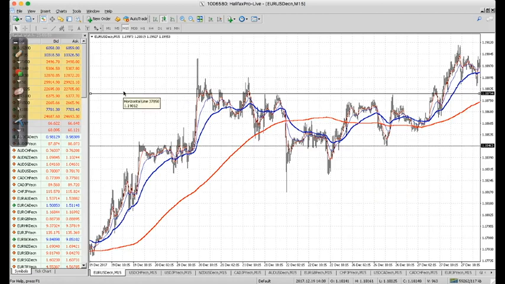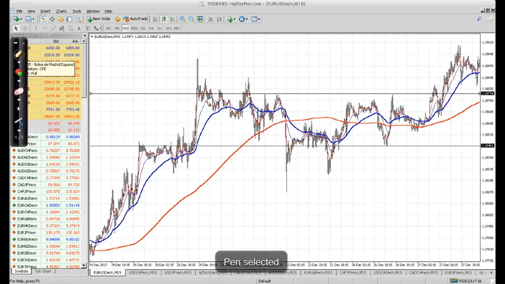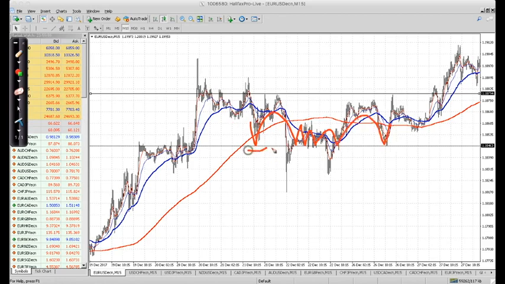Why? Because again, you can see that, to me, it's pretty significant, right? It's tested more. Okay, so you can see it went down. This is one test, two tests, three tests, four tests, five tests, six tests, right? So it's tested many times. It's a significant level. Okay, so that's where I draw my support.